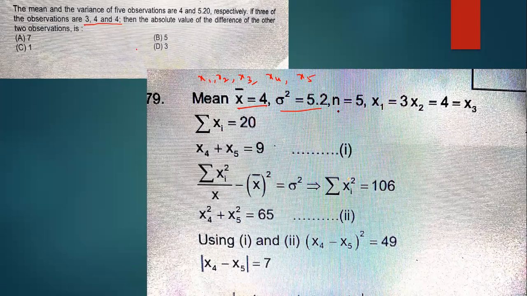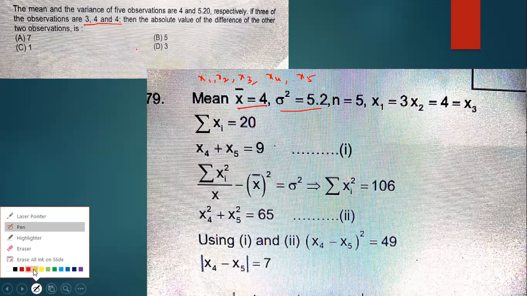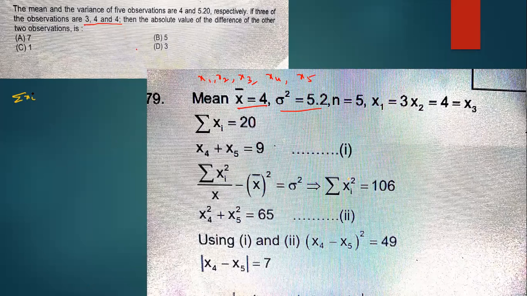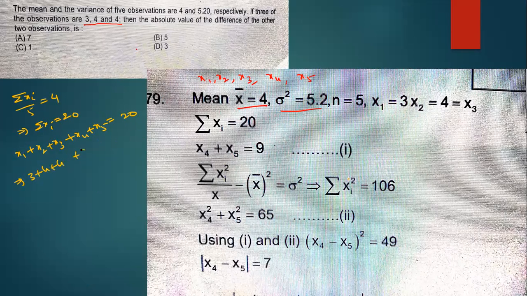How to find? Sigma xi by 5 is 4, so sigma x is 20. So x1 plus x2 plus x3 plus x4 plus x5 is 20. They have given 3 plus 4 plus 4, you can take it. Therefore, x4 plus x5 is 20 minus 11, that is 9. This is equation 1.